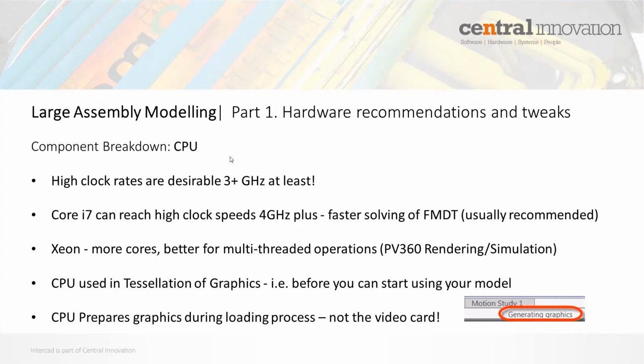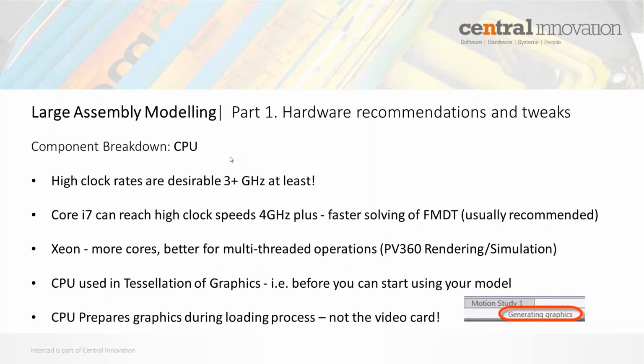Xeon chips offer more cores, which gives you the benefit of multi-threading, etc. But again, they tend to have, at base level, lower clock speeds than the Core i7. So if you're solely doing large assembly modelling and you're not interested in rendering and simulation, then Core i7 is probably going to be better than the Xeon chips.